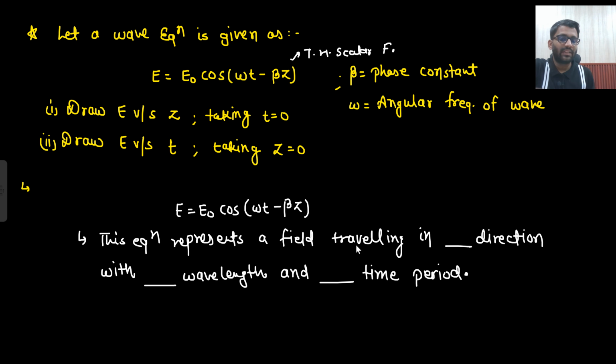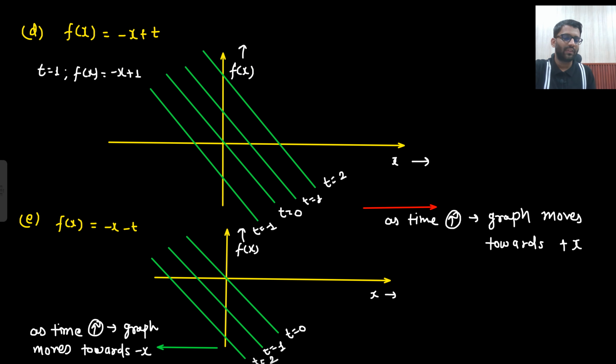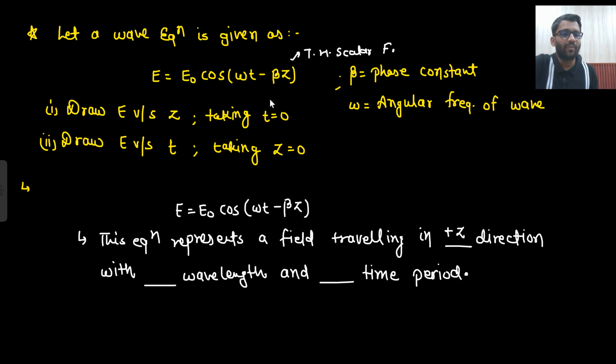So this equation represents a field traveling in which direction? Can you tell me? t and z both have opposite sign. So this is a wave traveling in the plus z direction, if both have opposite sign. We will see the waveform in the next question, and you will understand more about how it is traveling in the positive z direction. With respect to this reference, this waveform will be traveling in the positive z direction, because the time component and the z component have opposite sign, with the wavelength of what?